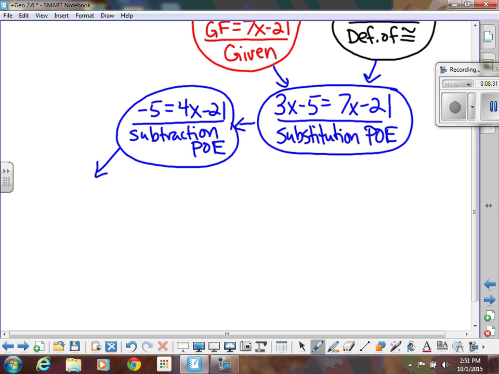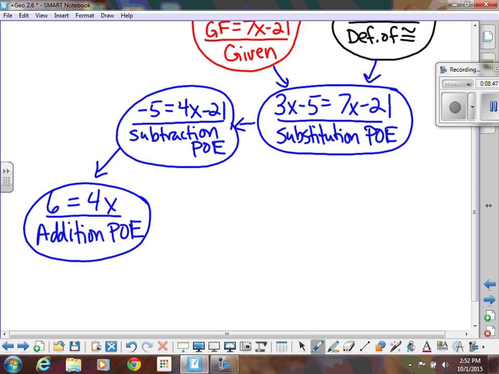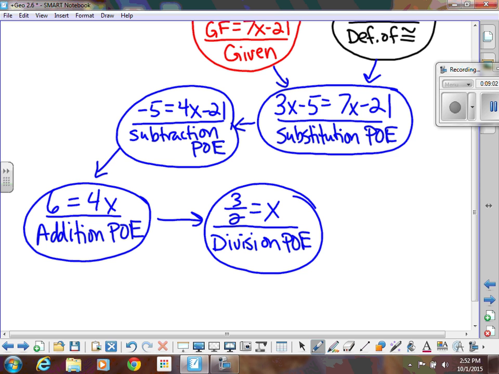And then from here, I'm going to add that 21 to the other side, so that's going to leave me with 6 equals 4x. So that was the addition property. And then from there, we can divide both sides by that 4. That's going to give me 3/2 is equal to x, using the division property. All right, so there's a flow proof for you. If you need more time to copy that down, please pause. I'm going to move on.